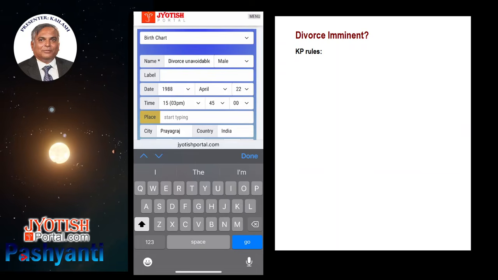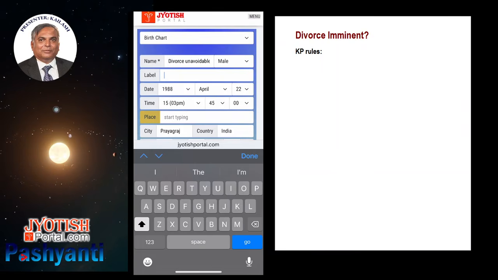And since I was at the airport, I thought let me also use this opportunity to run a practical test to review whether jyotishportal.com, especially on the smartphone, will be able to help me do an analysis. This was going to be a serious analysis.